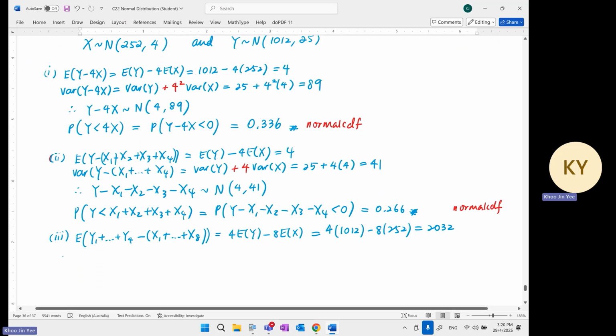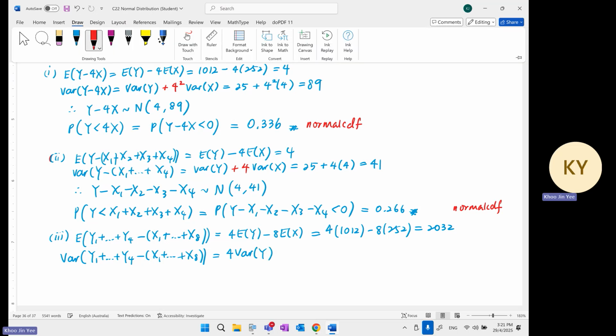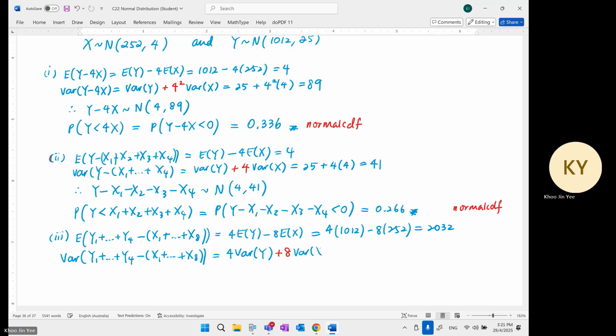Next, the variance of y1 all the way to y4 minus x1 all the way to x8. This one would be 4 copies of the variance of y. Be careful. Plus 8 copies of the variance of x. So this would be 4 copies of 25 plus 8 copies of 4. Be very careful. So this one will be 132.